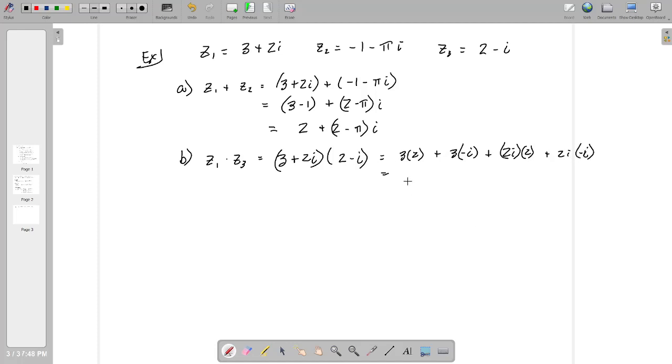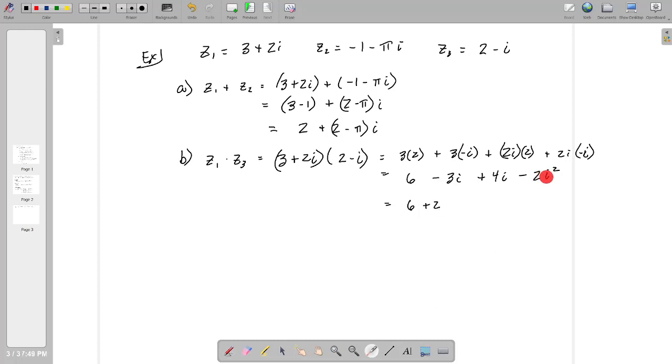3 times 2, of course, becomes 6. This is minus 3i. 2i times 2 is going to be 4i. And then the two i's multiply together to give us an i squared. So we'll have minus 2i squared. Now remember, i squared becomes negative 1. So this ends up being 6 plus 2.